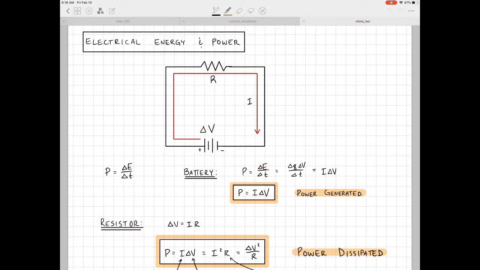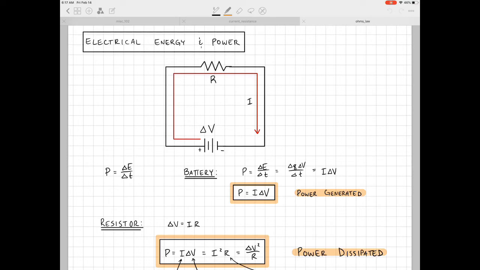So we have sort of defined what we mean by a circuit. We've talked about the difference in voltage across circuit elements. We've talked about current, resistance, talked about Ohm's law. And so now is the appropriate time to start talking about the electrical potential energy that is associated with circuits and the power that gets generated and dissipated by circuit elements.